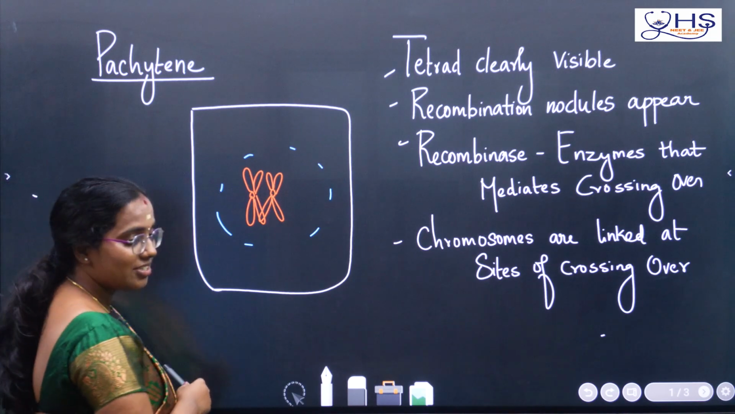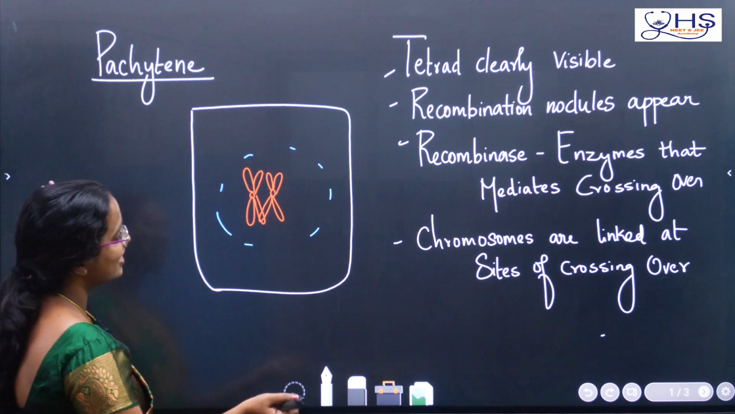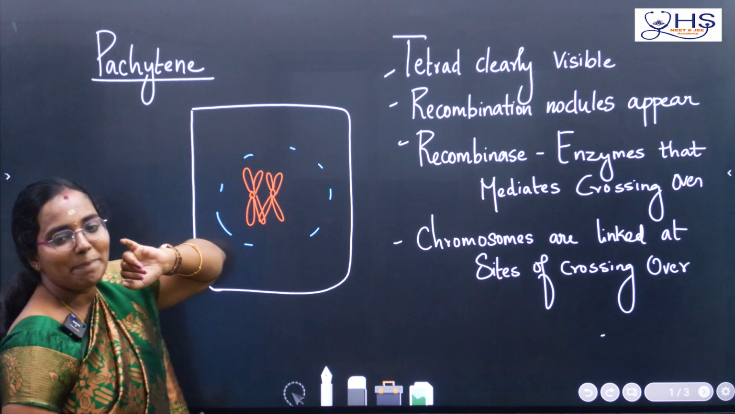Karyokinesis. Karyokinesis number 1, okay. Next I will take your name as example, okay. Pachytene, okay. Next is pachytene.